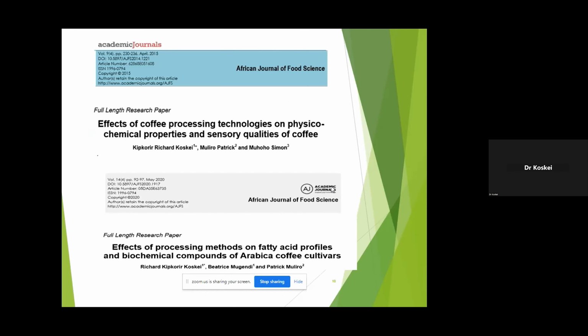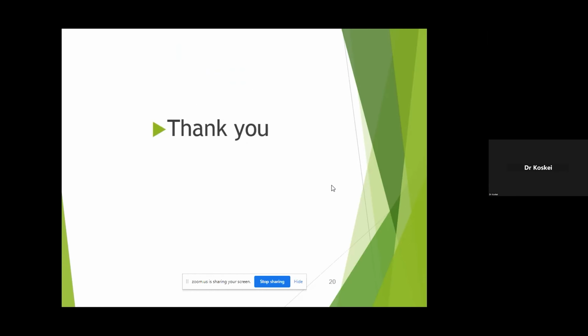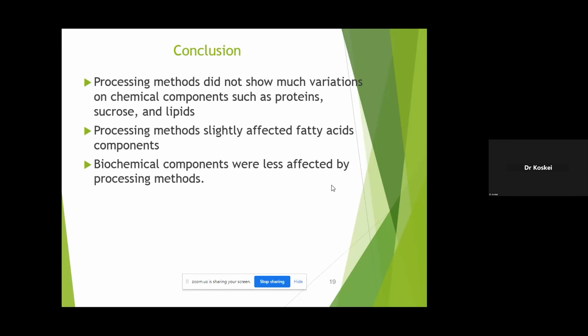These are some of the publications we have for this information. In conclusion, processing methods did not show much variation in chemical components, especially the protein, sucrose, and lipids that we studied in this research. Processing methods slightly affected the fatty acid components, while biochemical components were less affected by the processing methods. So that's all I had for this presentation. Thank you.